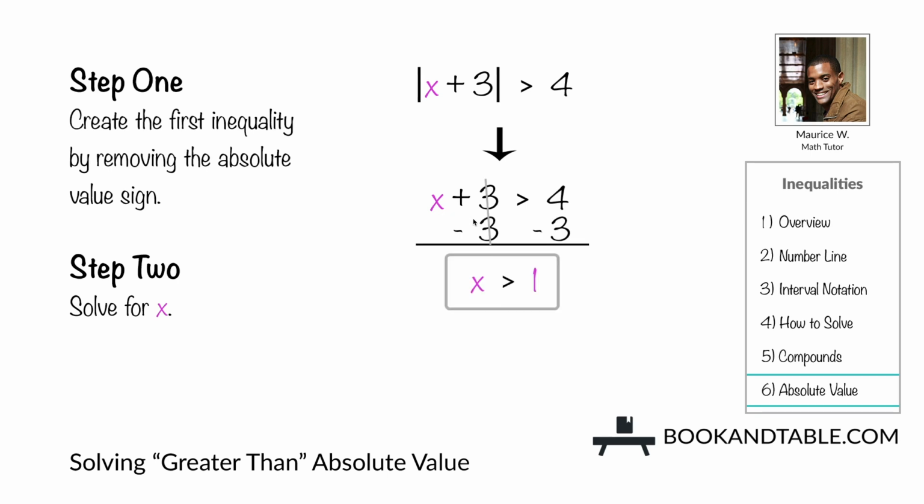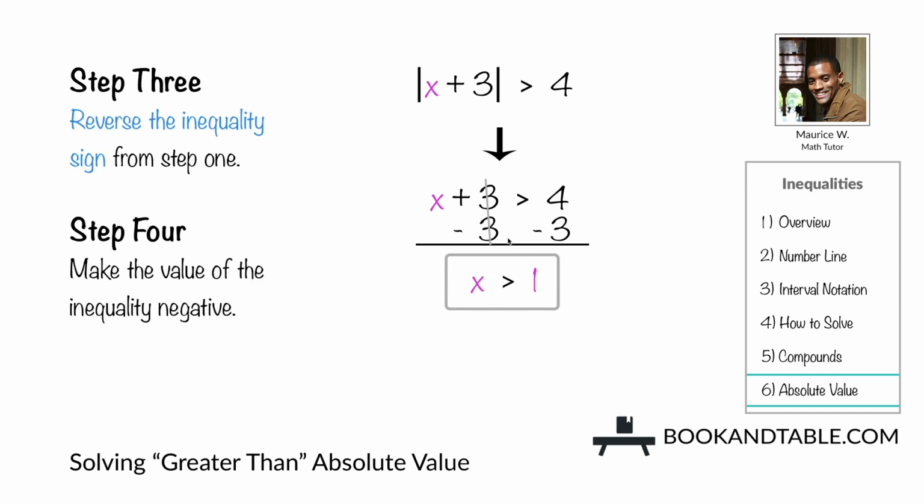So we'll subtract 3 from both sides, showing us that x is greater than 4 minus 3, which is positive 1. So this is the interval that is positive. So it's on the right side of 0 on the number line.